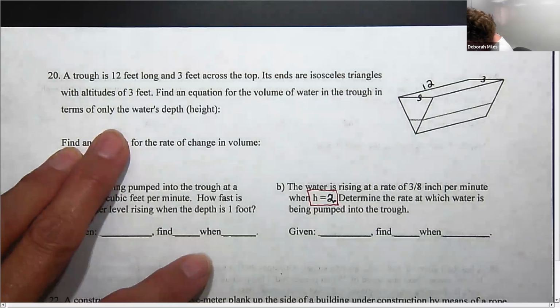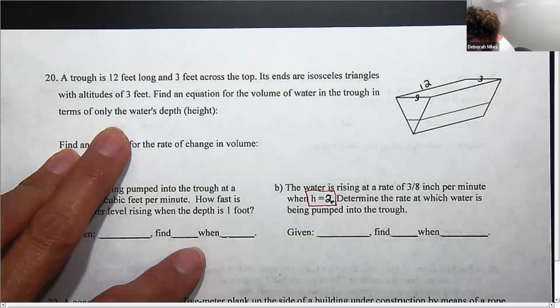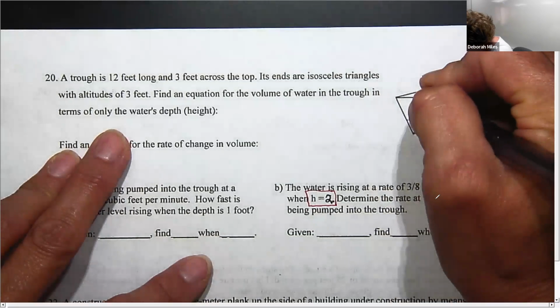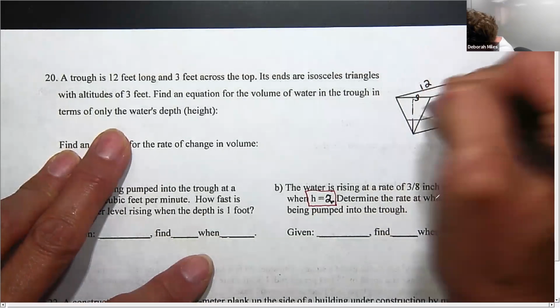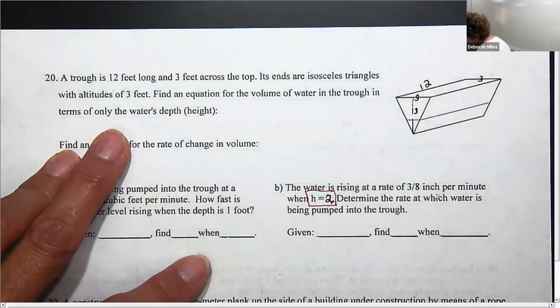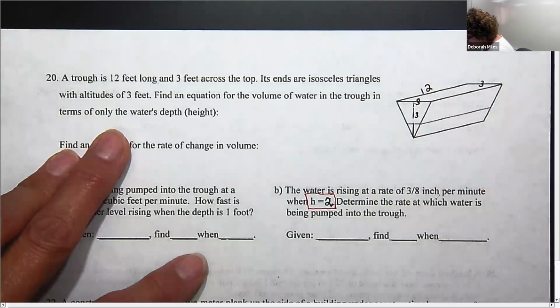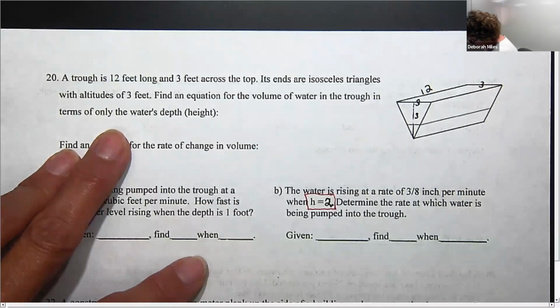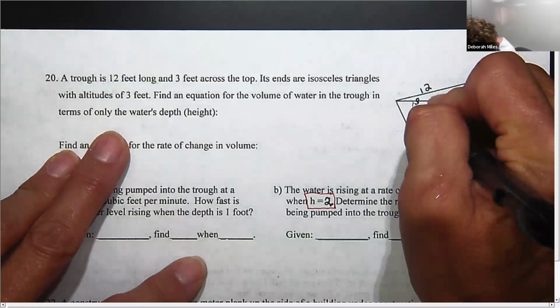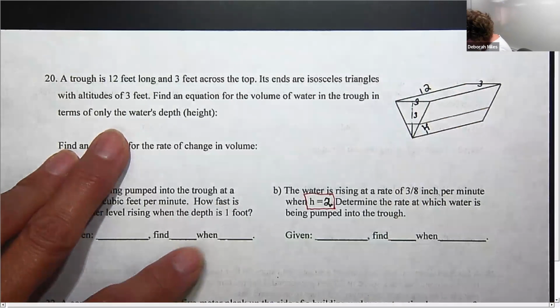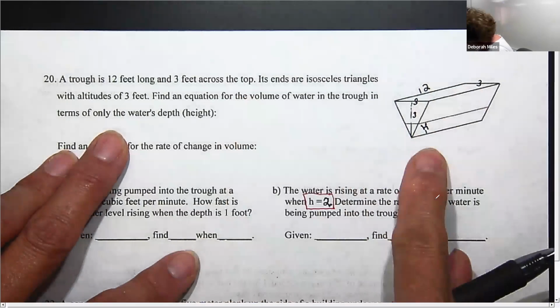And its ends are isosceles triangles with altitudes of 3 feet. You know what the altitude of the triangle is? Perpendicular to the base. So this is 3 feet as well. Find an equation for the volume of water in the trough in terms of only the water's depth or height. We can call the height of the water at any given time H. And we're trying to come up with a formula for volume in terms of height.